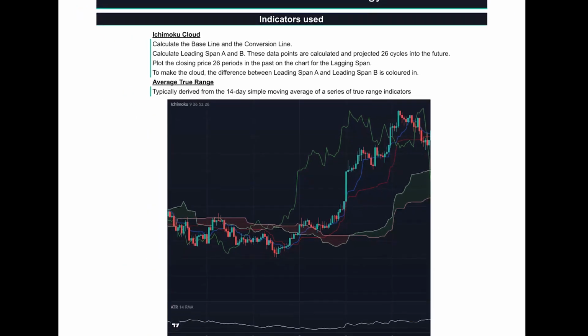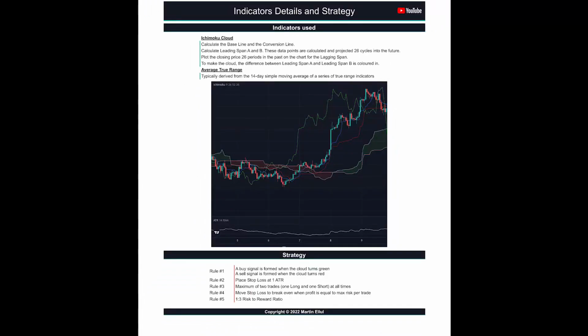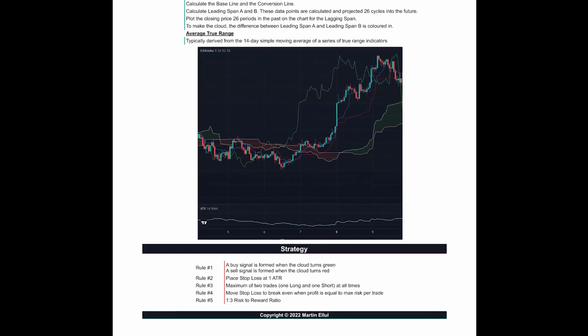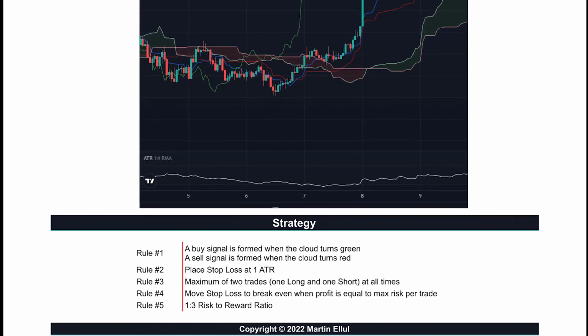So this backtest is based on the 4-hour time frame with a 1-to-3 risk-reward ratio, which means for every dollar that we risk, we aim to make $3. So here is the strategy. A buy signal is formed when the green line, known as the Chiku line, rises from below the price action to cross above it. And similarly, a sell signal is formed when the Chiku line, the green line, crosses below the price action. The second rule is that we place the stop loss at 1 ATR.